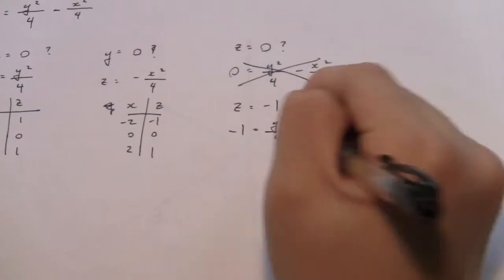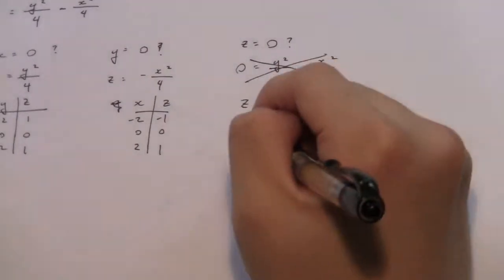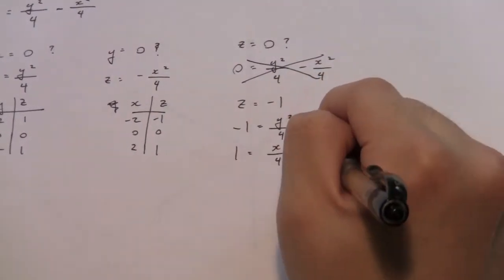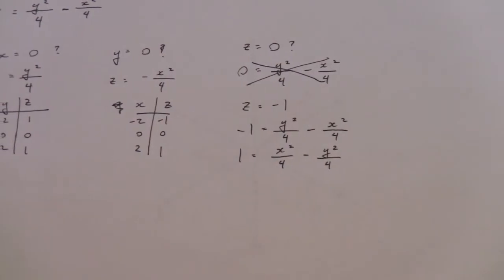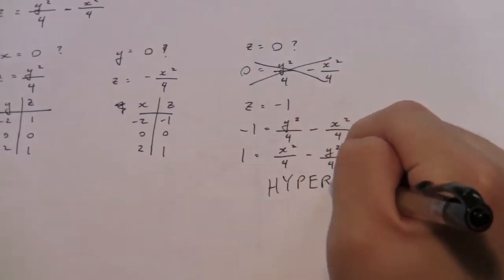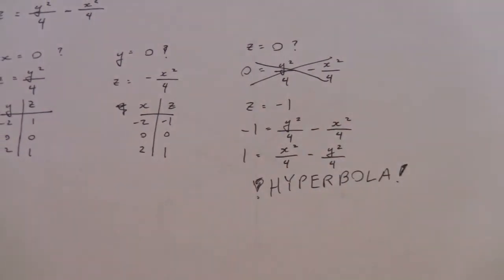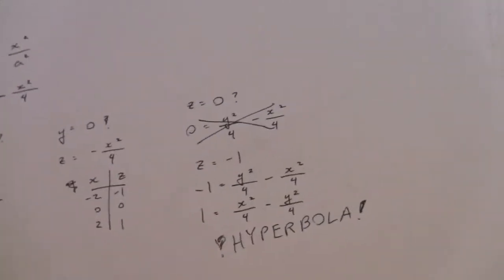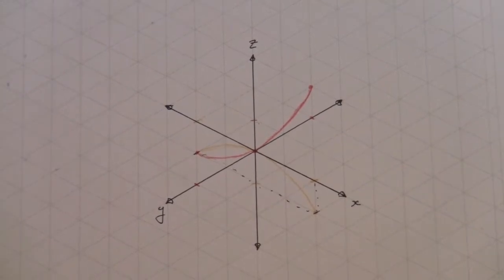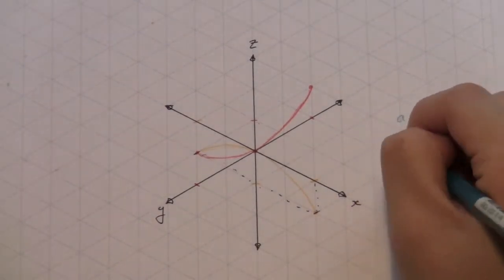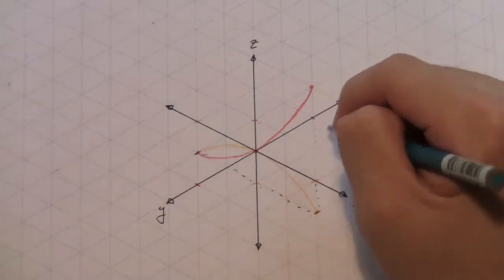So you're going to get -1 equals y squared over 4 minus x squared over 4, or 1 equals x squared over 4 minus y squared over 4. This should look very familiar. It's a hyperbola. Hey! Hyperbolic paraboloid. So if you're in multivariable calculus, I'm going to assume that you know how to make a hyperbola by this point. So we have a equals 2 and b equals 2.